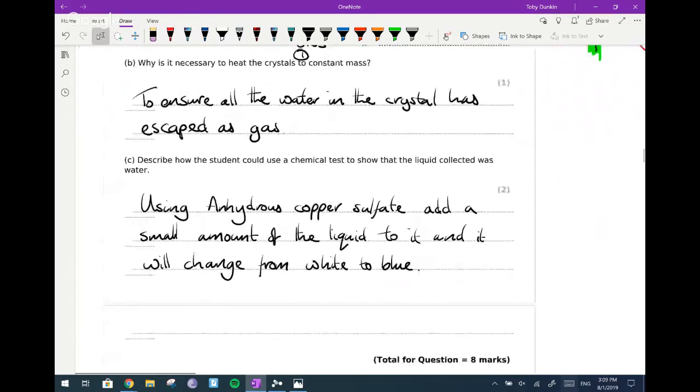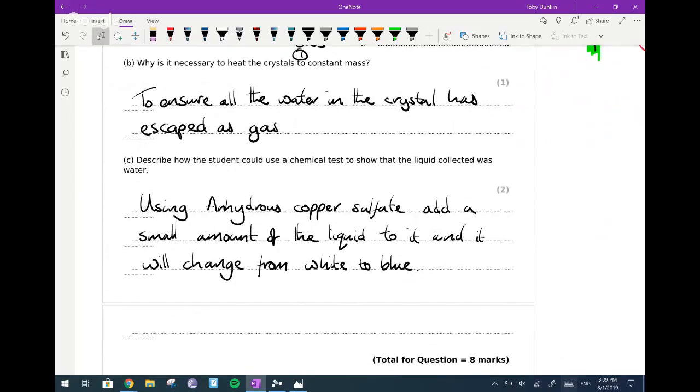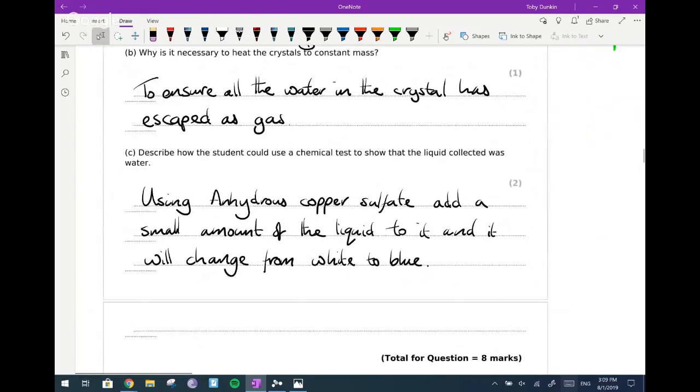Describe how the students could use a chemical test to show that the liquid was water. Love this. I had to add this one because this chemical test appears all the time and students forget it. It's because of the word anhydrous. So the word anhydrous means without water. So we're using anhydrous copper sulfate on a small amount of the liquid, and it will change from white to blue.